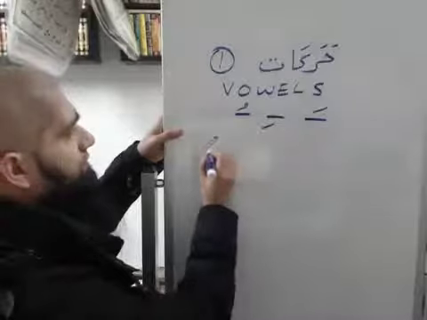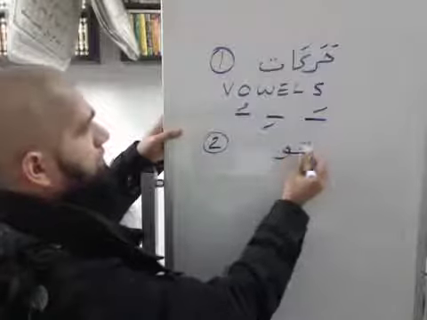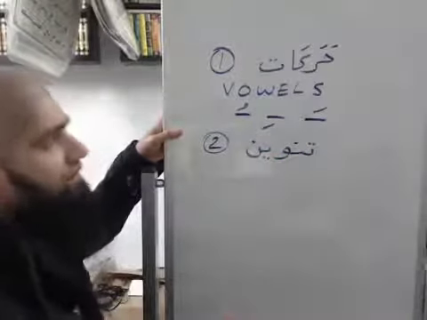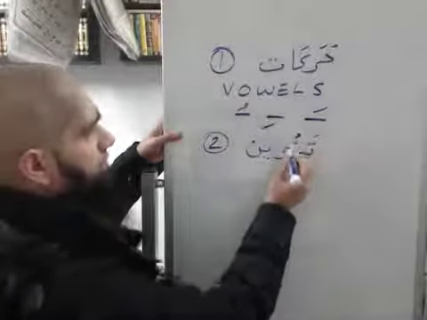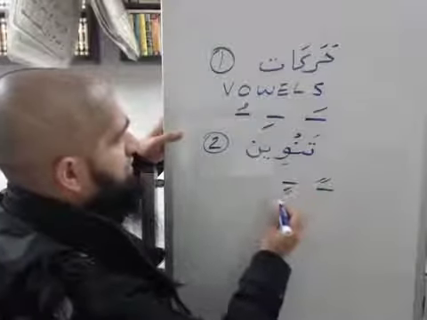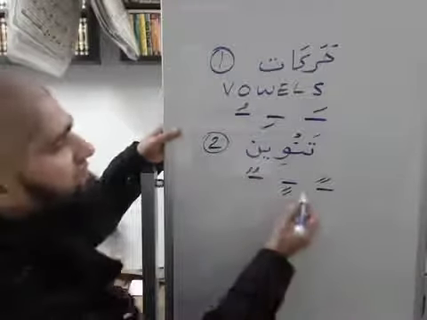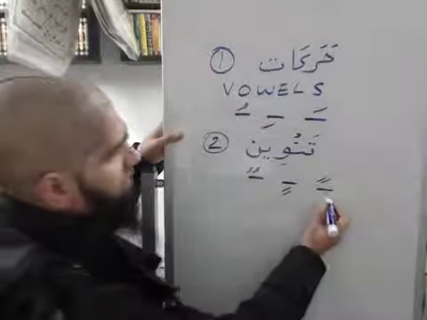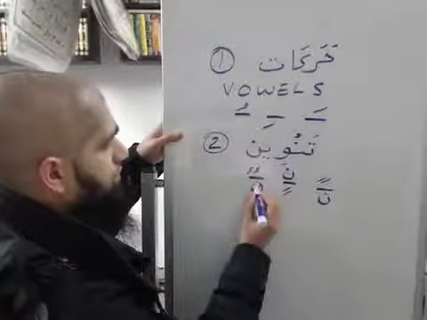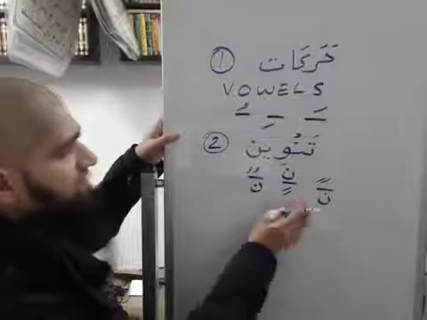Also, we have what we learned, something called tanween. Tanween are the double vowels, fathatain, kasratain, and dhammatain. And we mentioned that these are in reality noon. So the sound of noon is produced at the end of each of these double vowels.